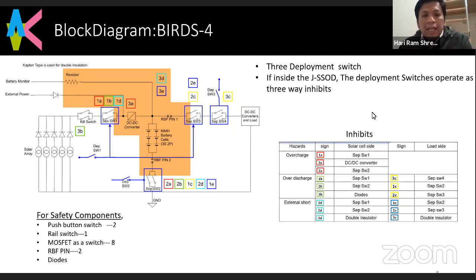And JAXA says do not use the RBF pin for inhibit. So physically it exists in our system, but for the inhibit case we make sure that the remove before flight pin is not used to inhibit, because we need to show our system is very good from the electrical side. So these are the main components.